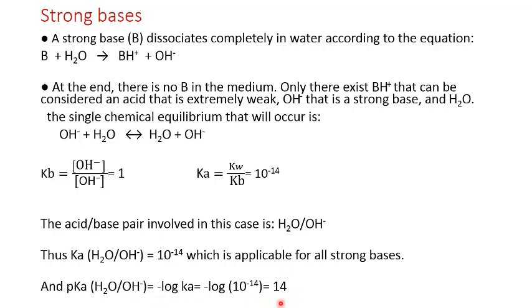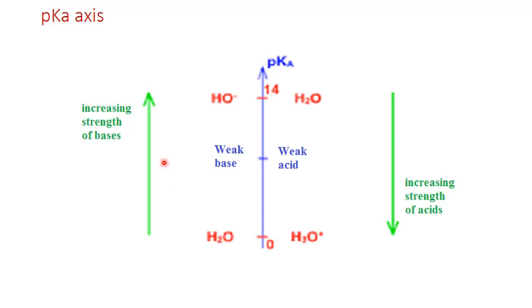Now for strong acids and strong bases, don't use all these details. This just has to be explained once to understand where we got these values from. As for later, you can refer to what we call the pKa axis. Pay attention to this. Here is the pKa axis. The pKa varies from 0 to 14. Here are the extreme values of pKa.